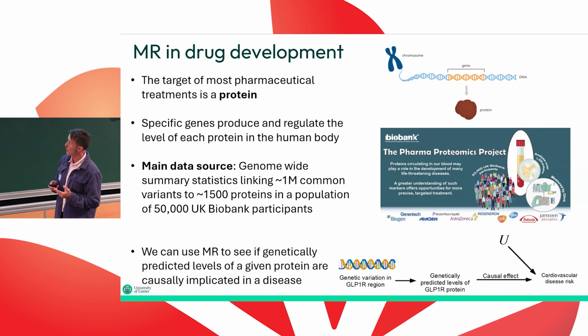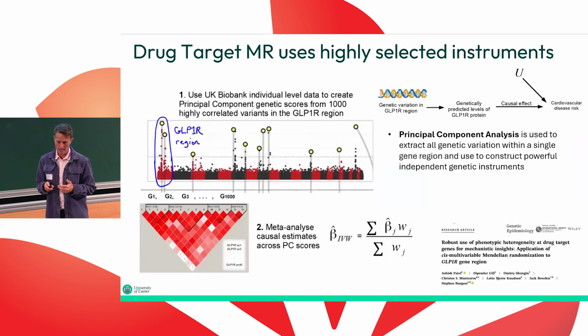Just to bring it to life a bit more, we can use MR to see if genetically predicted levels of a given protein are causally implicated in a specific disease, using exactly the same principles. Now, whereas before, when I talked about instrumenting BMI, you would use so-called genome-wide instruments. You'd look across the entire genome and just use all the variants that are genome-wide significant for MR.